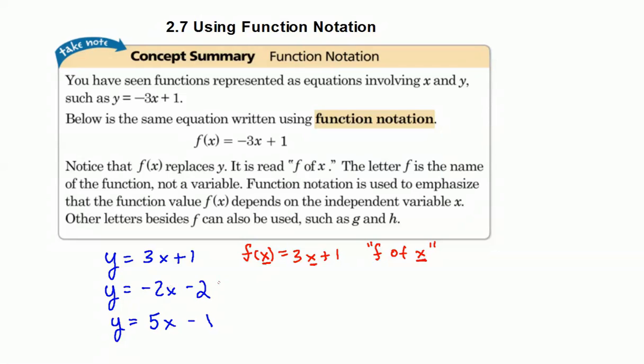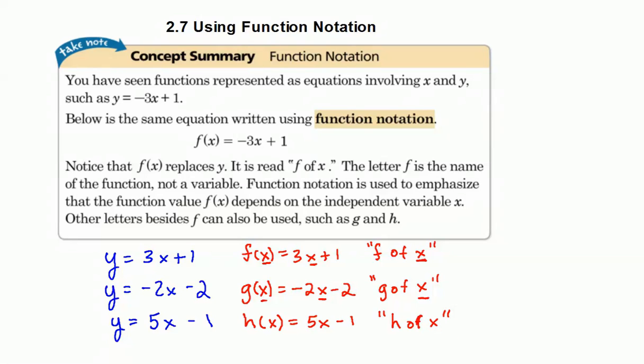Now let's say the second equation, I don't want to call it f, let's use another letter, so I'll use g. So g, and then put an x, and this will be represented as negative 2x minus 2. So this can be g of x. Why x? Because x is our input. The last one, instead of using y, I'll use h. H with an x inside, and then this would be 5x minus 1. You can call it h of x. So this is the way we write functions other than using y.